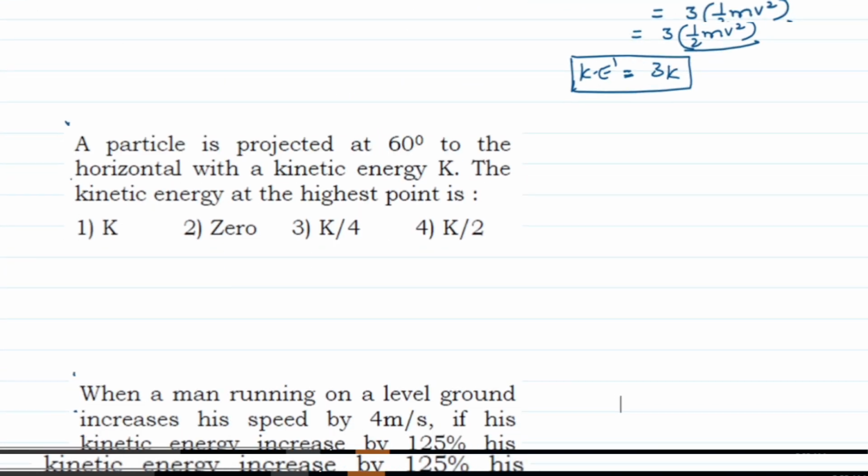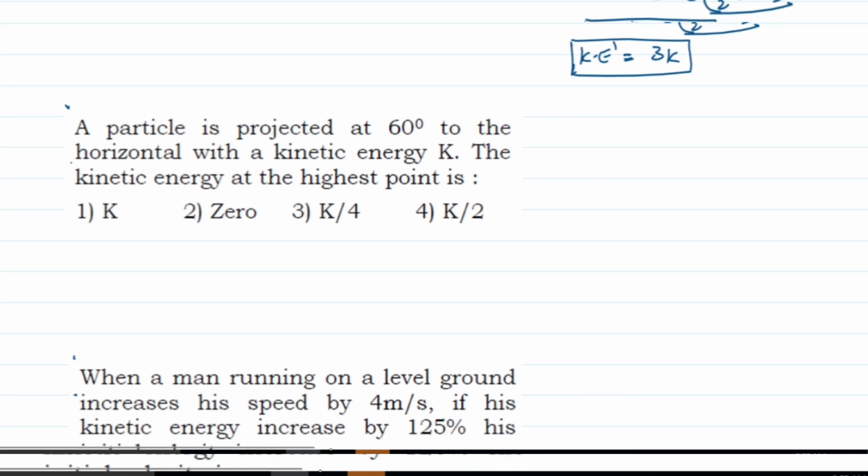The next question says a particle is projected at 60 degrees to the horizontal with a kinetic energy K. Here a particle is projected making an angle of 60 degrees with the horizontal, and its initial kinetic energy at the point of projection is K. Now they are asking for the kinetic energy at the highest point.